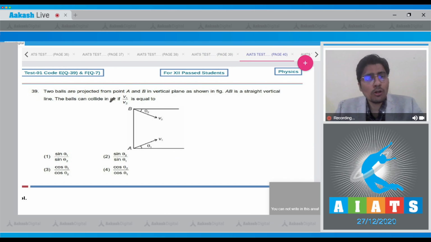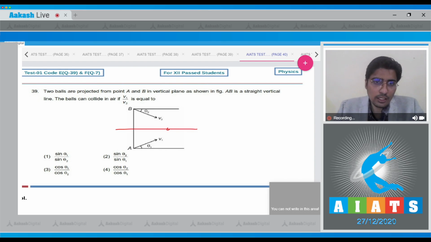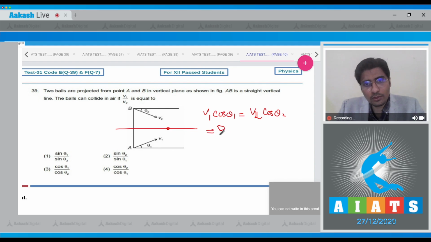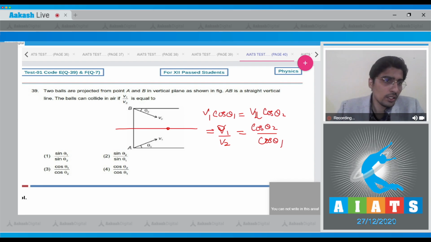In question 39, two balls are projected from 2 points in a vertical plane as shown. AB is a straight vertical line. It is given that the balls collide in air. V1 by V2 is equal to? Dear student, the balls will collide if their horizontal displacement at a certain instant of time is the same. The horizontal displacement will be the same if the horizontal velocities are the same, that is V1 cos theta 1 will be equal to V2 cos theta 2. From this we can write that V1 by V2 will be equal to cos theta 2 by cos theta 1. You can see that among the given options the correct answer should be option number 4.